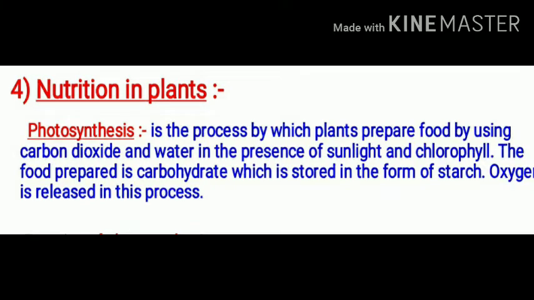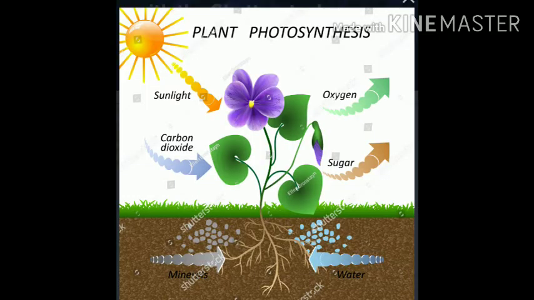Thus, photosynthesis is the process by which green plants prepare food by using carbon dioxide and water in the presence of sunlight and chlorophyll. The carbohydrates, which are not used immediately by plants, are stored in the form of starch, which serves as the internal energy reserve to be used as and when required by the plant. This is a somewhat similar situation in animals, where some of the energy derived from the food we eat is stored in our body in the form of glycogen.